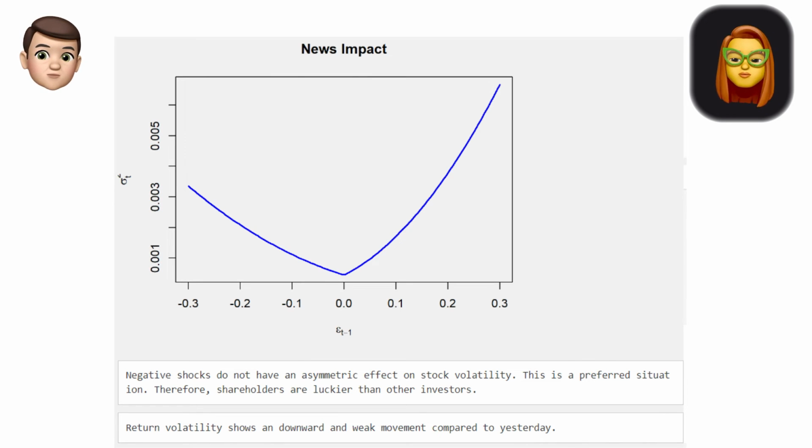When the graph is carefully examined, it is seen that negative and positive news affect volatility equally. This situation does not offer a clear signal for the investor to make buy and sell decisions. Investors should make use of other technical analysis instruments when making their decisions.